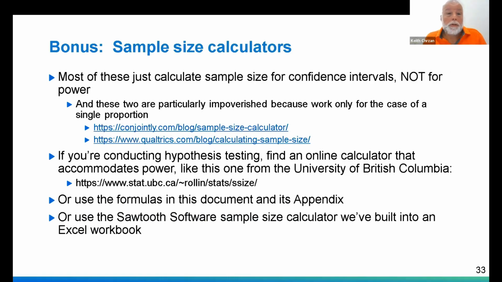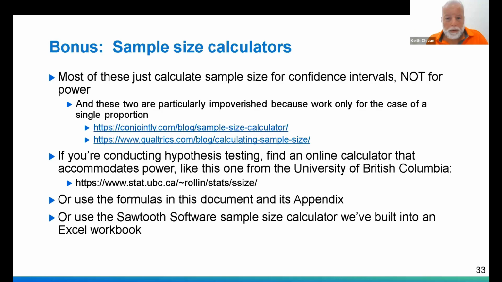And the reason is, though, those calculators just estimate sample size for confidence intervals, not for power. There's two here that we looked at recently, one at Conjointly, one at Qualtrics.com. Both of them are particularly impoverished because, not only do they just work for confidence intervals, they only work for the case of a single proportion. They stop like halfway through Stats 101 or less, and they're really not giving you all what you need.